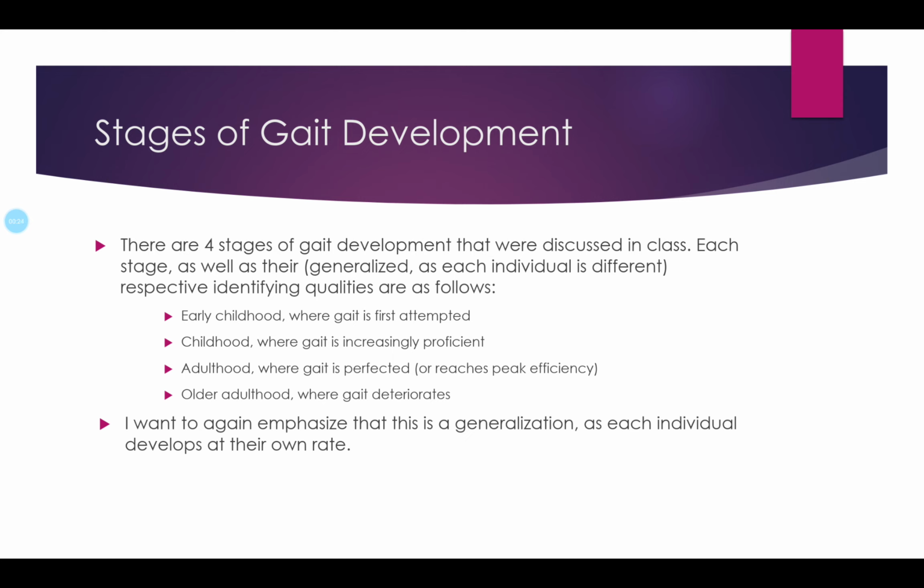So, the stages of gait development. There are 4 stages of gait development that we discussed in class. Each stage, as well as their generalized respective identifying qualities, are as follows. Early childhood, where gait is first attempted. Childhood, where gait is increasingly proficient. Adulthood, where gait is perfected or reaches peak efficiency, because not everybody perfects proper gait mechanics. And then older adulthood, where gait deteriorates.